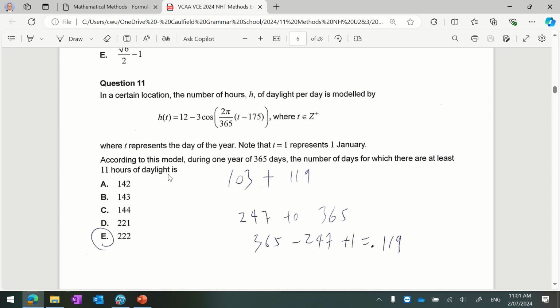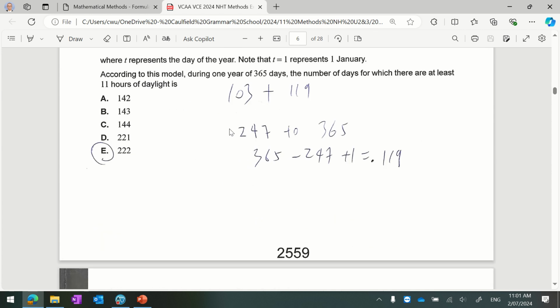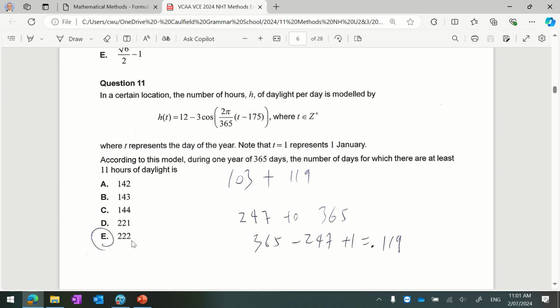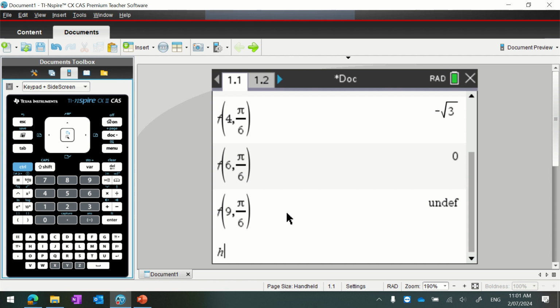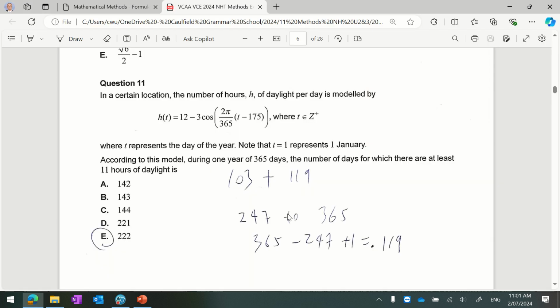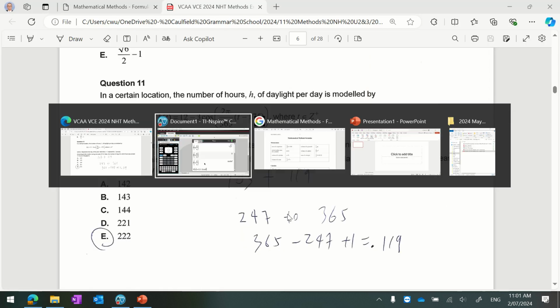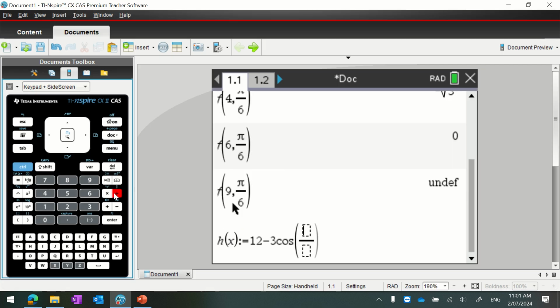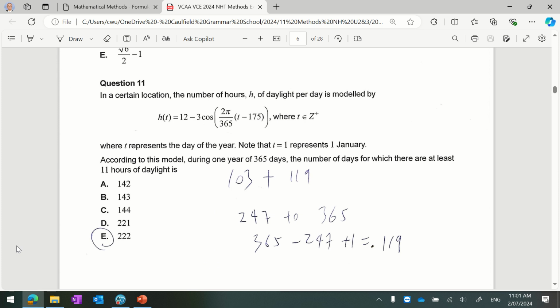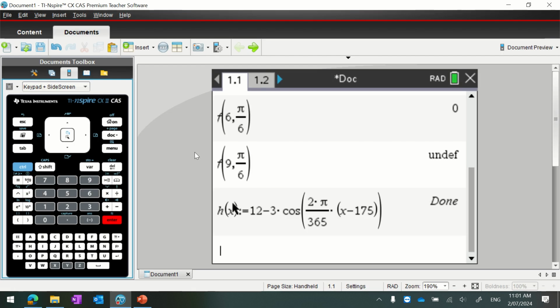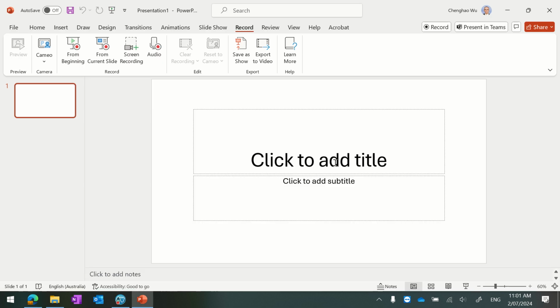So this is my thought process. The first thing is, of course, to define everything. 12 minus 3 cos, 2 pi over 365 multiply x minus 175. There's no translation in, oh, actually there is, but it's in the front.